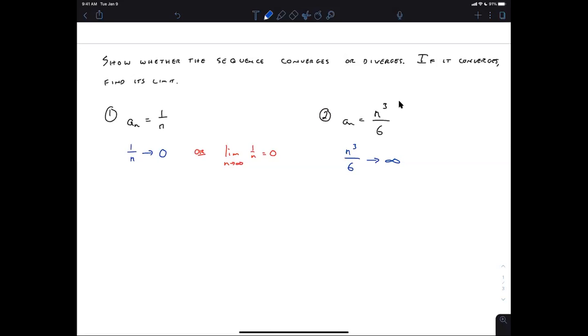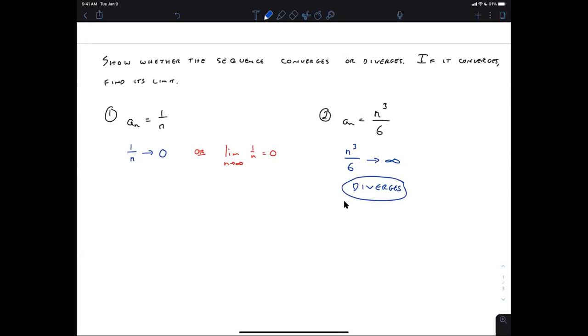Now, did we just show that it converged or diverged? It diverged because we did not get a number. So when that happens, we need to explicitly say that the sequence diverges. Technically, if you're thinking of it as a problem that has an answer, the answer is that the sequence diverges.